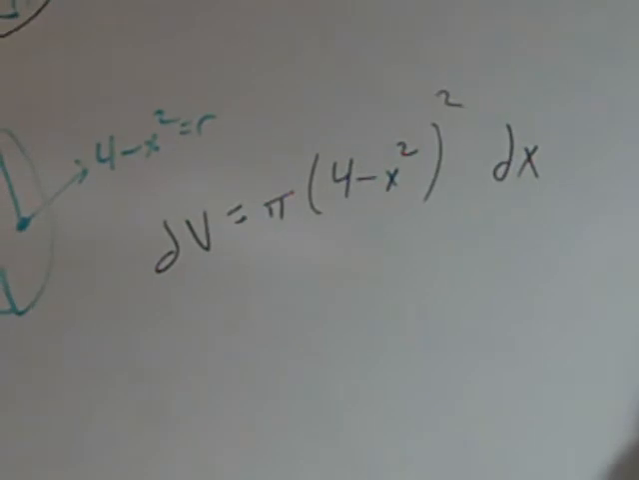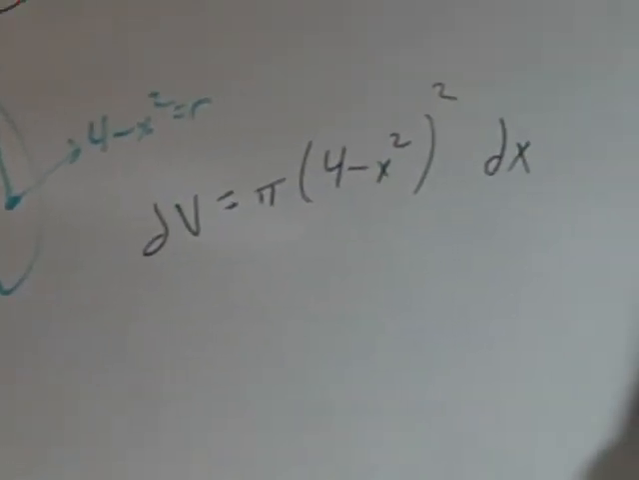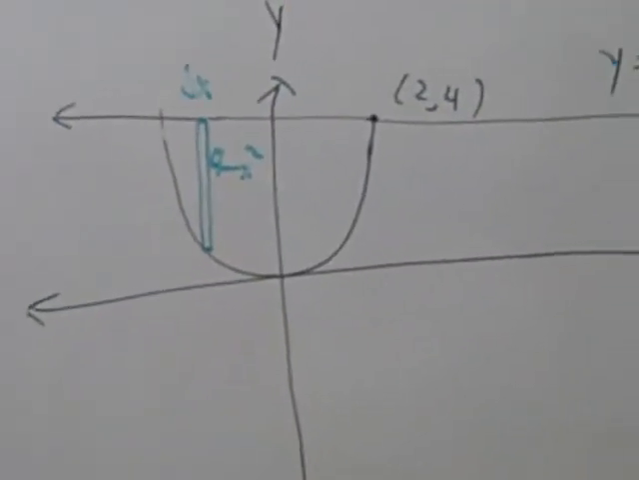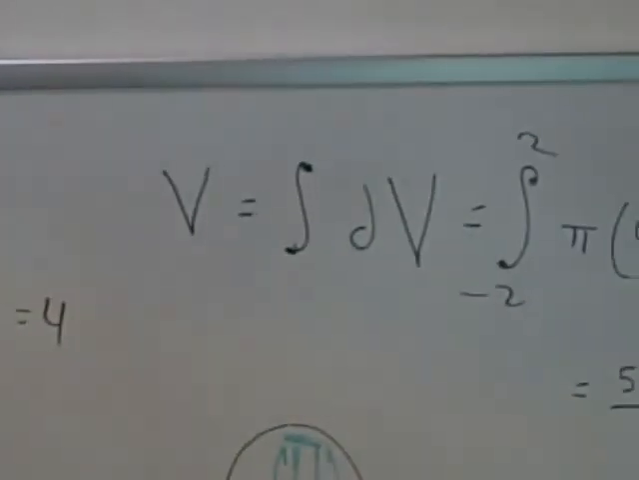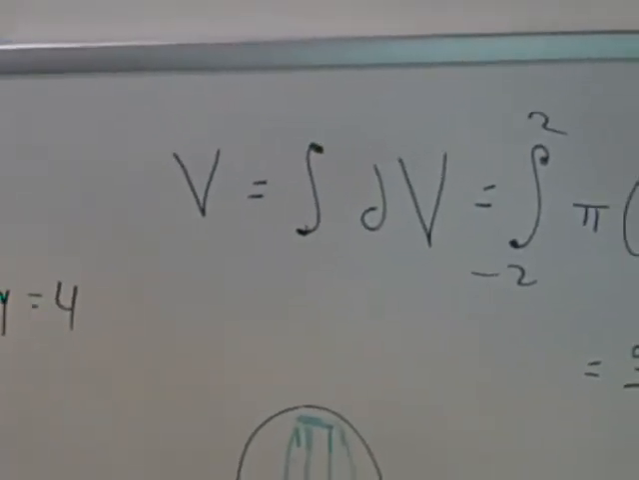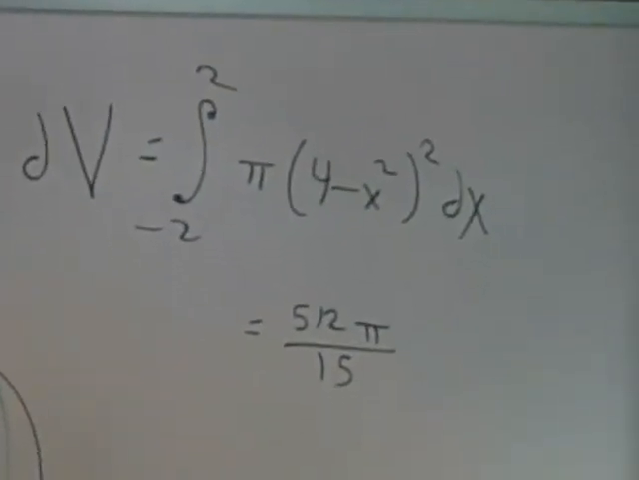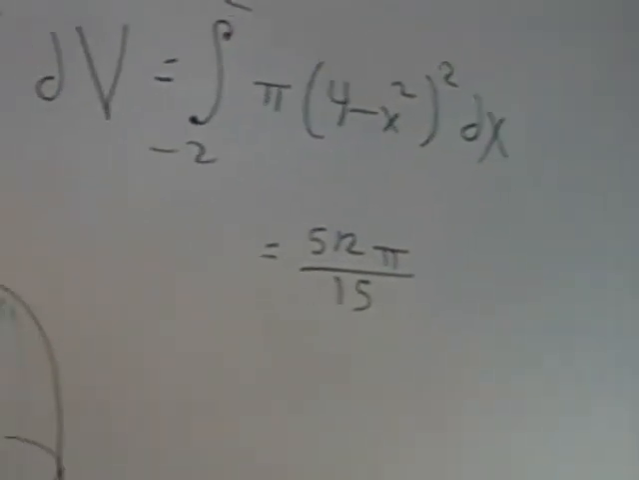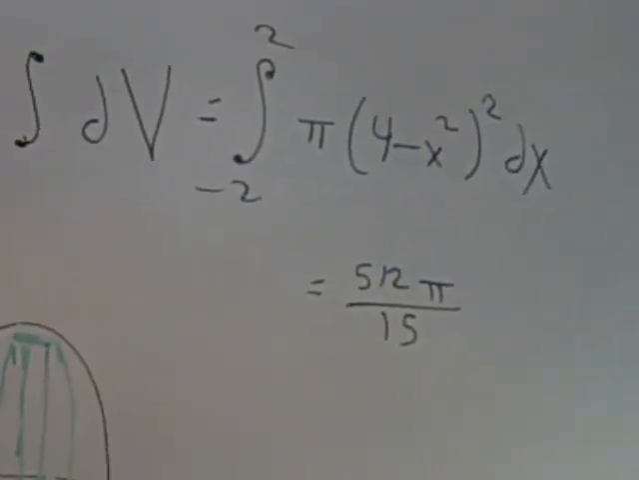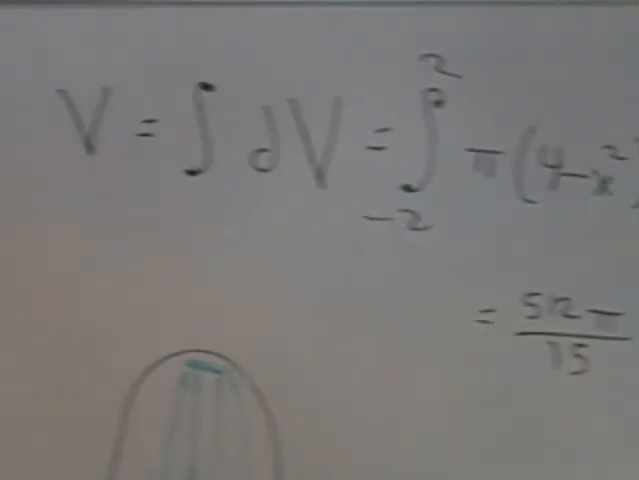And so again, to get the volume, we just integrate over the dV's along our x limits, which are from -2 to 2 because we go left. So the volume is V equals the integral of dV from -2 to 2. You can bring pi out, but you've got pi times the quantity squared dx. And you wind up getting, I'm not going to go through the steps, 512 pi over 15. Now, I just want you to see how to get this thing set up.